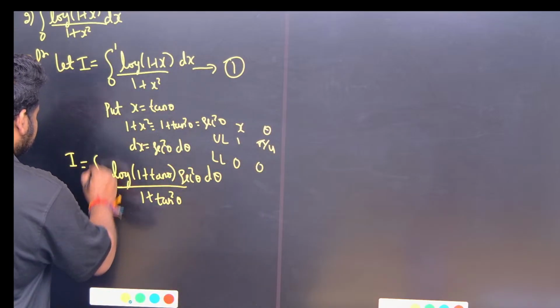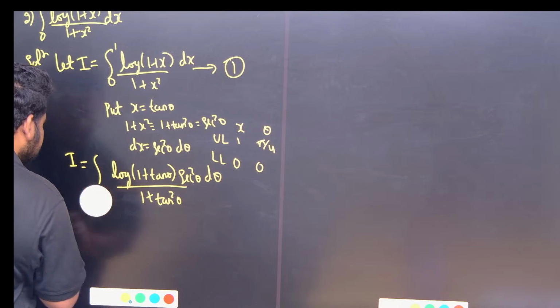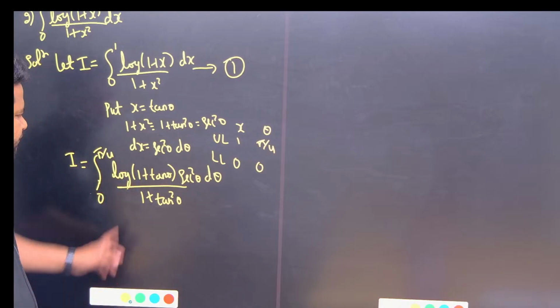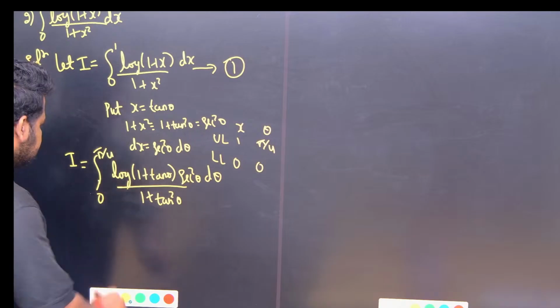0 to pi by 4. So now the question transforms into the same as the previous question. Observe carefully. So this will become what, friends? 0 to pi by 4 log of 1 plus tan theta into secant square theta d theta divided by 1 plus tan square theta.